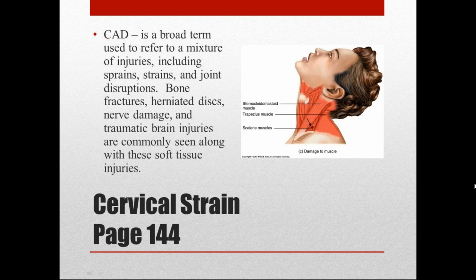Oh, look at the bottom, the picture, figure 3.61 at the bottom of 144. This is a part of it right here, okay, in this picture. They also call it cervical acceleration deceleration injury. It's a broad term used to refer to a mixture of injuries, including sprains, strains, joint disruptions, bone fractures, herniated discs, nerve damage, and traumatic brain injuries are all seen with a cervical strain. We like cervical strain, okay, because that's what happened. They have a strain in the cervicals. Whiplash is what created it.